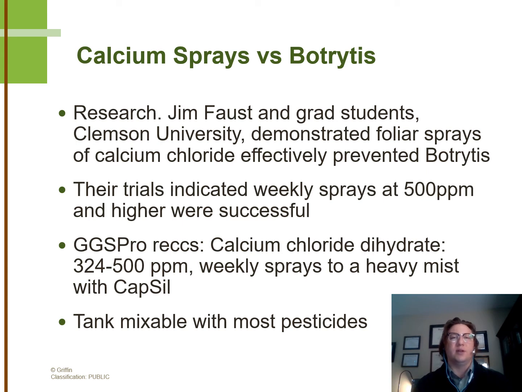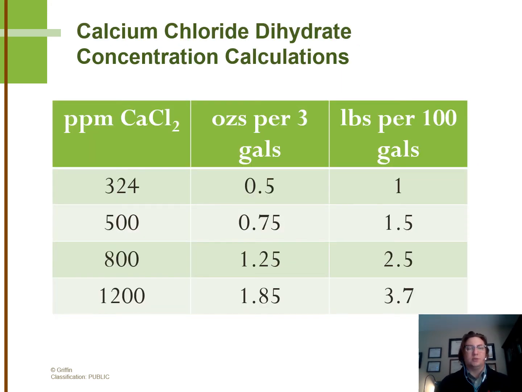Our objective when applying calcium as a foliar spray is to have it dry slowly to enhance absorption into the plant. We also recommend using a surfactant like Capsil to help distribute the calcium across the leaf and flower surface. This table gives you an overview on how to mix up calcium chloride dihydrate for some desired concentrations. Out of these, the most common concentration we recommend is the first one, which is a half ounce per 3 gallons or 1 pound per 100 gallons, which equates to around 300 parts per million of calcium.